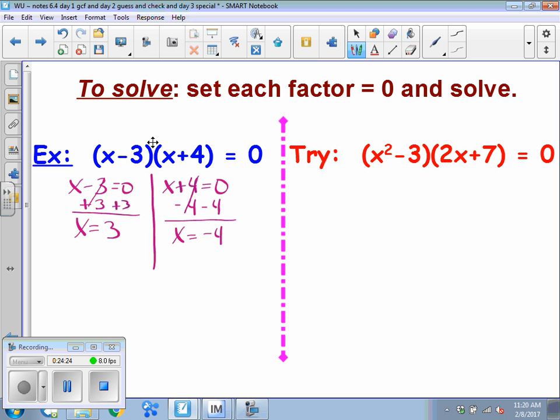Okay? So over here, it's already in factored form. So let's just take each factor and set it equal to 0. Now, if there was a plus or minus in between these, then they're not factors anymore. They have to be factors times each other. Okay? So you do x squared minus 3 equals 0, and 2x plus 7 equals 0, and solve both of those separately.